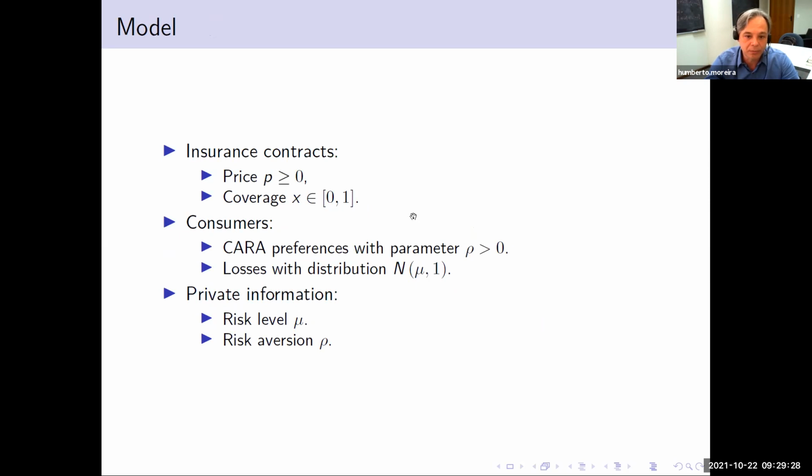So the model. An insurance contract is a pair of objects. It's the price you pay for the coverage, and the coverage is just a number between 0 and 1, the amount. You can think about the percentage of coverage. The consumer has a CARA preference with a parameter rho, which represents the risk aversion parameter. The loss distribution is a normal distribution with mean mu, which is the mean loss, and the variance normalized to 1. The private information is about mu and rho.